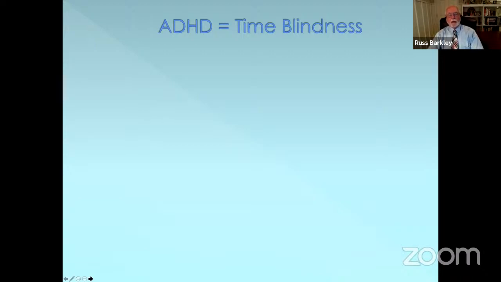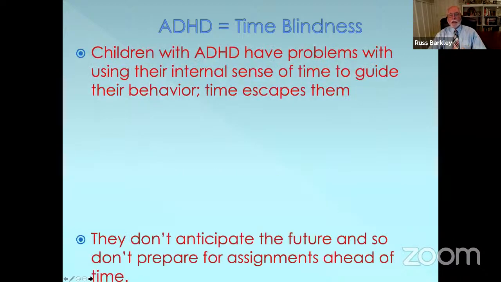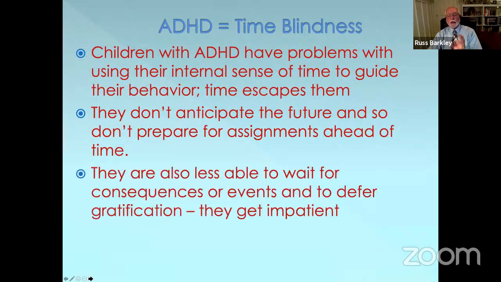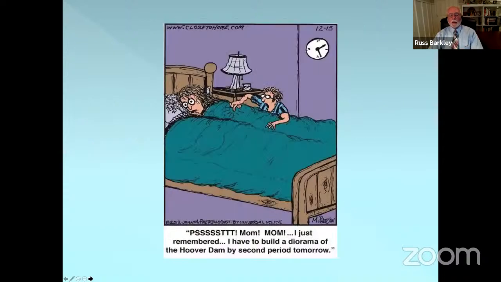So I want you to think of ADHD as time blindness. It's essentially a nearsightedness to the future. Children with ADHD don't look ahead. They live right now. And so to manage them, we have to be able to deal with this very impaired sense of time, this person who only lives in this moment. And the way you deal with children like that is you manage the moment.